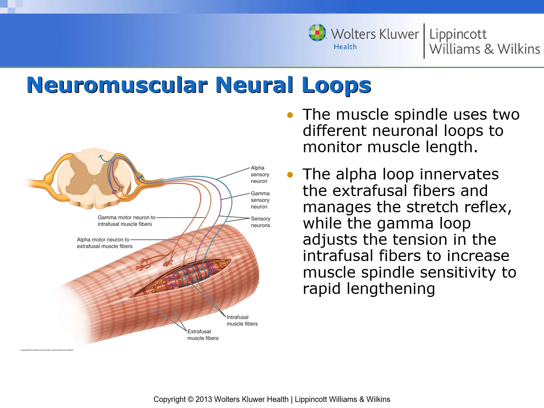Now let's consider the neuromuscular neural loops. The muscle spindle uses two different neuronal loops to monitor muscle length. The alpha loop innervates the extrafusal fibers and manages the stretch reflex, while the gamma loop adjusts the tension in the intrafusal fibers to increase muscle spindle sensitivity to rapid lengthening.